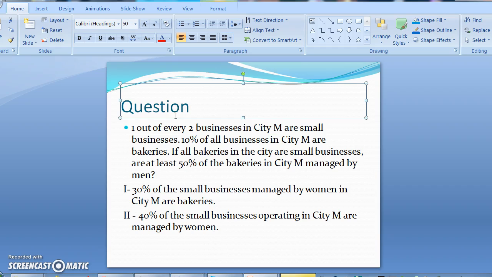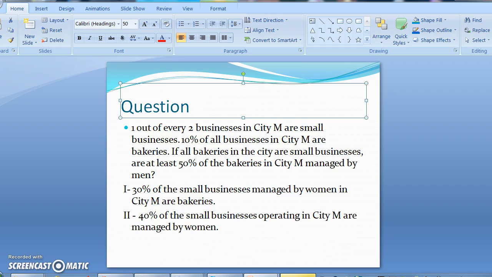M managed by men? Statement 1 says 30% of the small businesses managed by women in City M are bakeries, and statement 2 says 40% of the small businesses operating in City M are managed by women. Alright, so this looks very confusing, and it's a very typical question on the GMAT, which seems very confusing. We have to break it down. The key is to break it down into small bits, and things will unravel as we go along.